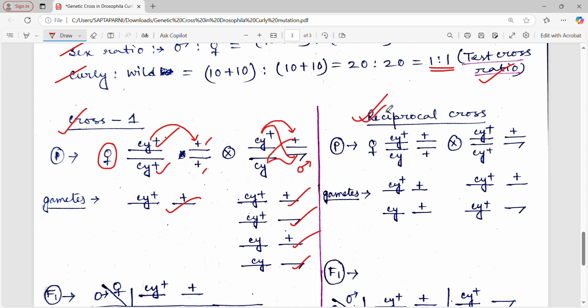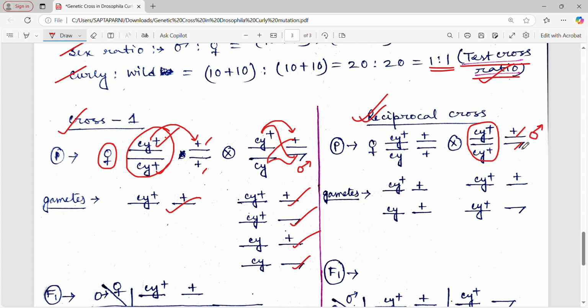So what is reciprocal cross? I have told you that as it is a test cross, obviously there should be one parent which should be homozygous recessive. Here we have taken female as the homozygous recessive. Okay, so in the reciprocal cross we will take the dad or the father as the homozygous recessive. So here we have taken father as the homozygous recessive. So both the autosomes of the father are carrying Cy+ alleles or recessive alleles, and one X chromosome and one Y chromosome.